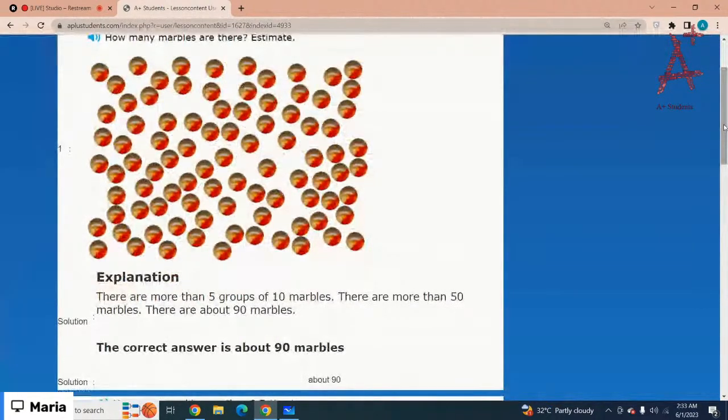There are more than 50 marbles. There are about 90 marbles. You just have to estimate the answers. Got it? They are in the groups. You can just see how they have.